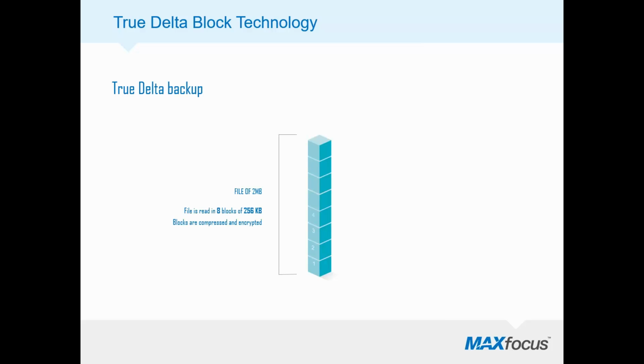Looking at that a little bit deeper, let's take this 2 meg file. This is 2048 KB, and we're going to divide this by 256.